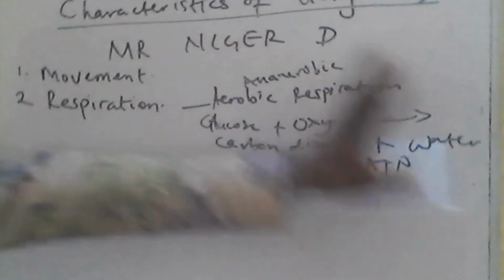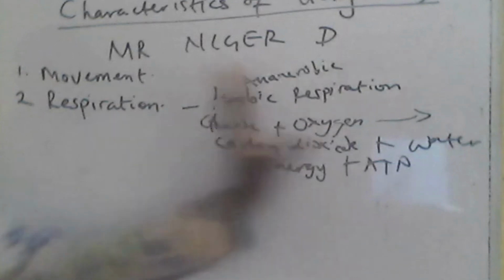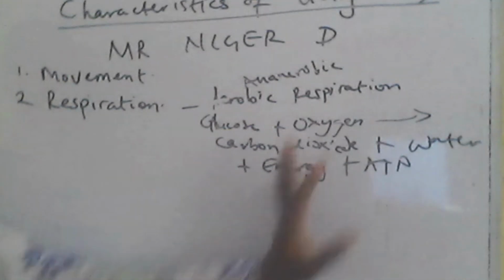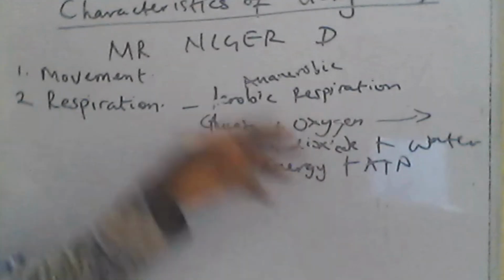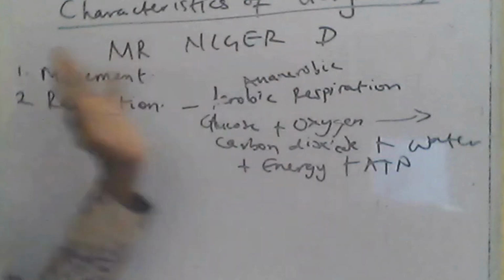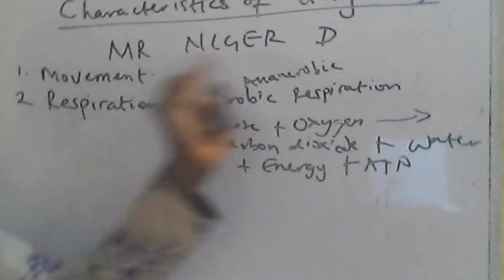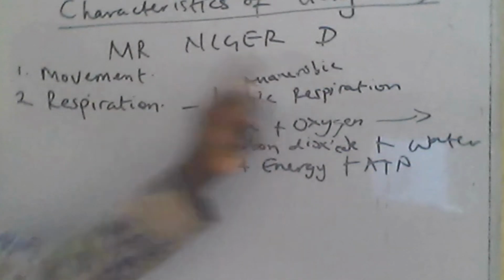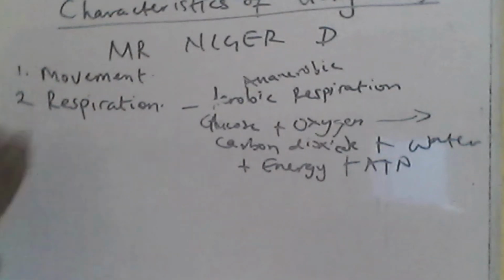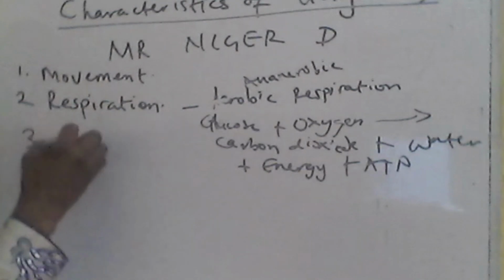We'll be seeing most of all these things as we go on. I don't want to go into the breaking down of what glucose is, what ATP is, or what energy or carbon dioxide is, or what anaerobic is. We're just trying to glance through the characteristics of living things, looking at each of these letters here to define what they mean. So the N here stands for nutrition. Number 3, N here stands for nutrition.